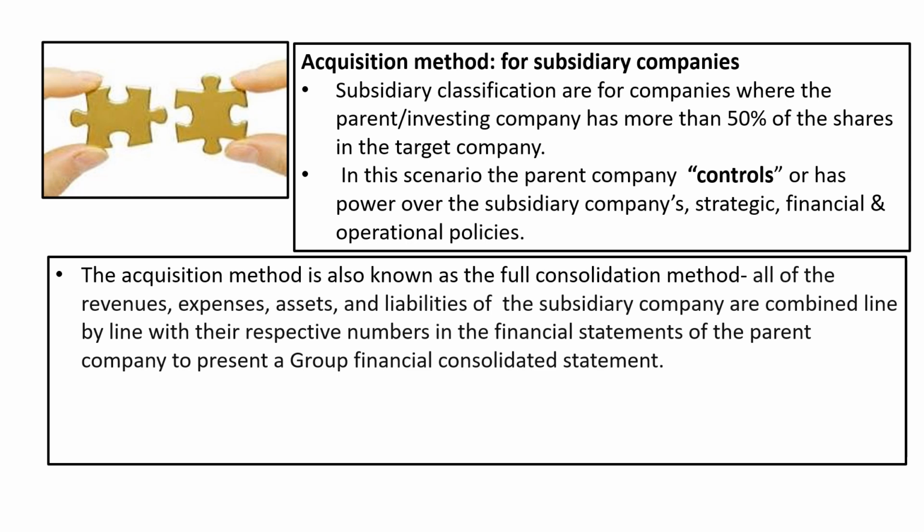The acquisition method is also known as the full consolidation method, i.e. all the revenues, expenses, assets, and liabilities of the subsidiary company are combined line by line with their respective numbers in the financial statements of the parent company to present a group consolidated financial statement.